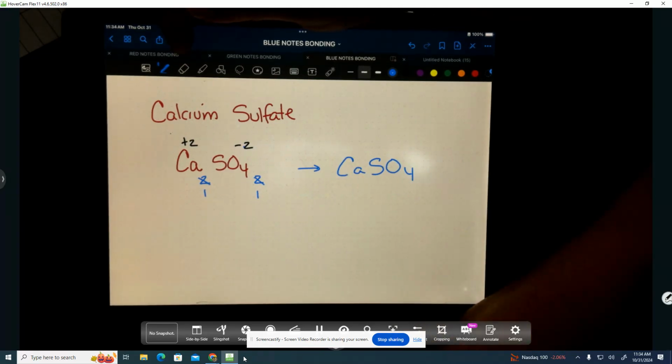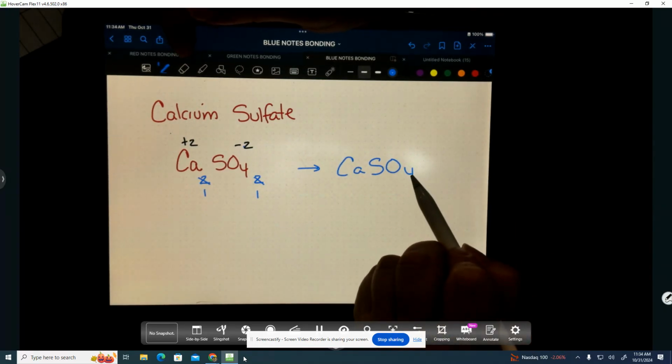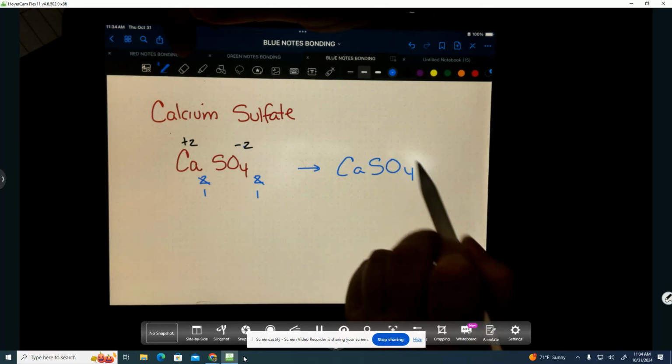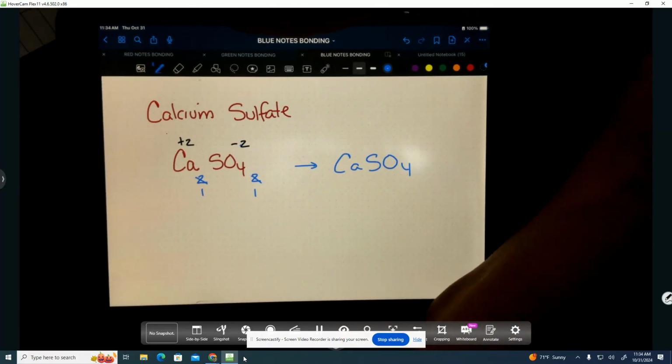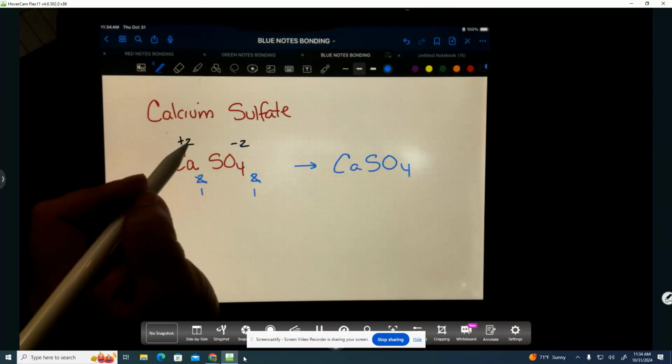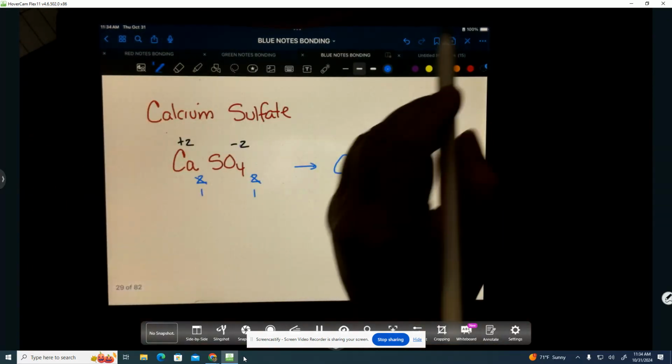And you're going to end up with CaSO4. You don't touch that 4. That 4 is part of that polyatomic ion. Why do you have all the extra work with the 2s? They're just going to go back to 1s. They don't always go back to 1s.